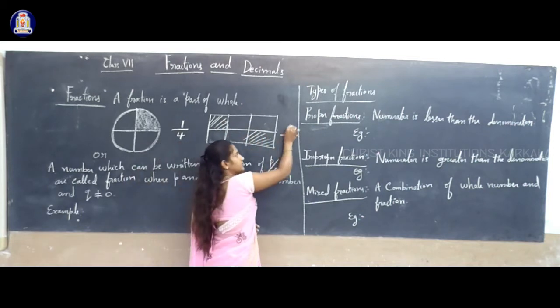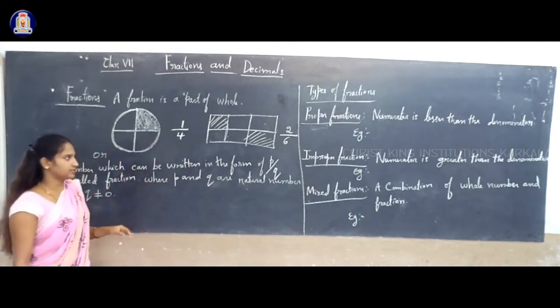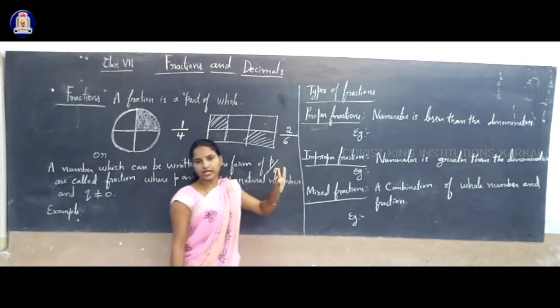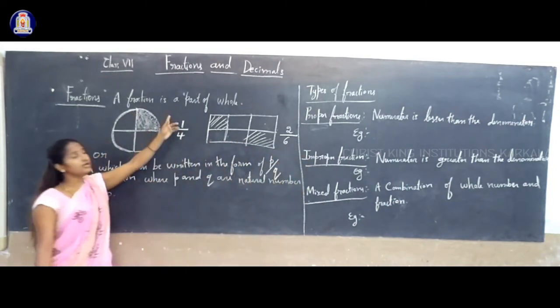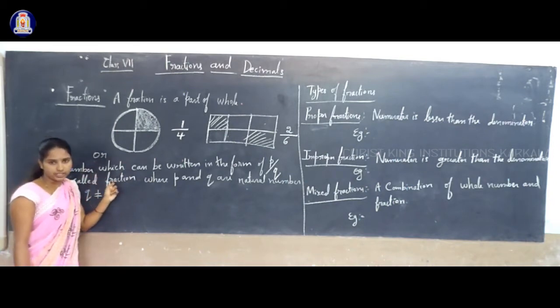So we can write out of 6, 2 is shaded. So we can write 2 by 6. So 2 by 6 is a fraction. Clear? A fraction is a part of a whole. If you want, you can write one more definition.